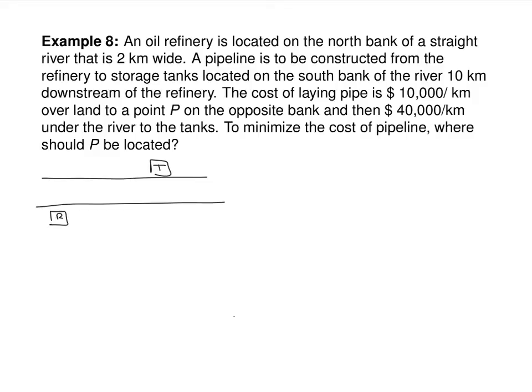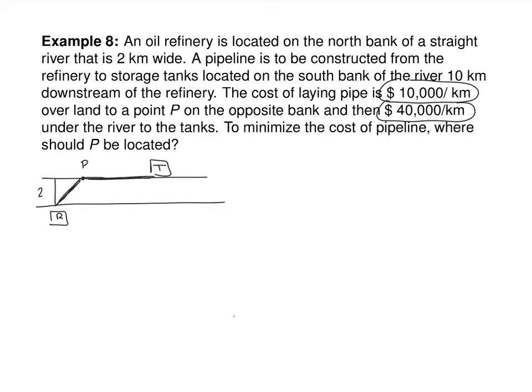So refinery and your tanks. And the river in this case is 2 kilometers wide. And the question is, where should that point P go to? You're going to go some underwater, and you're going to go some over land. And the cost of laying pipe is $10,000 per kilometer over land and $40,000 per kilometer under the river.